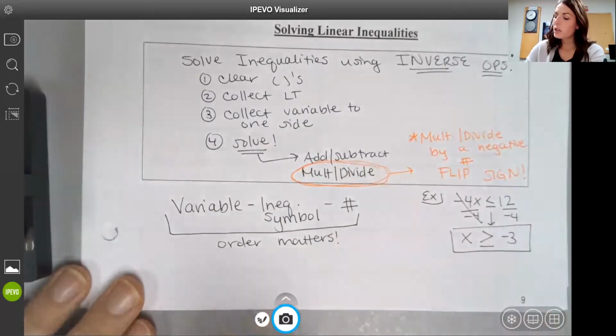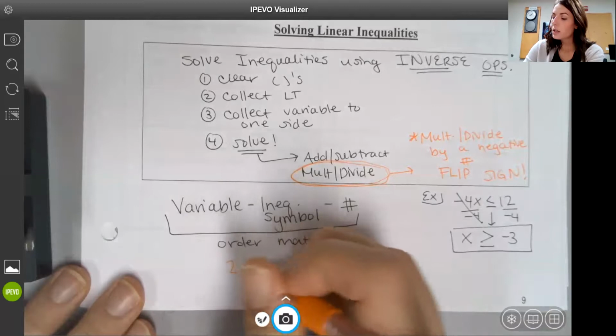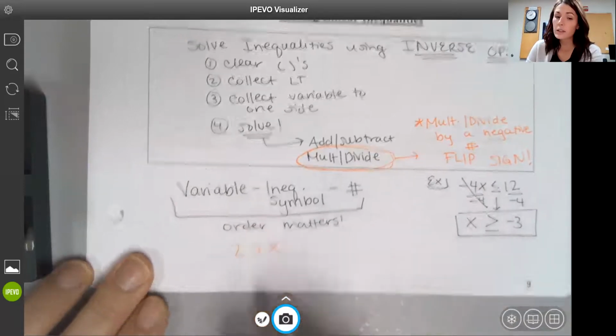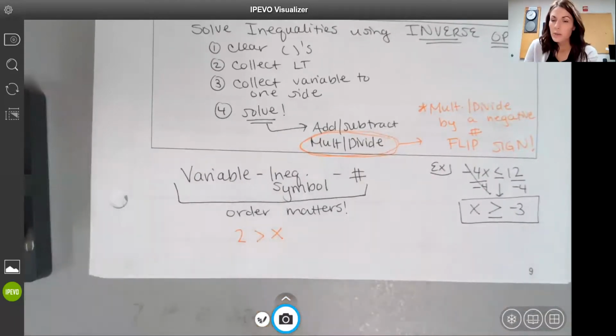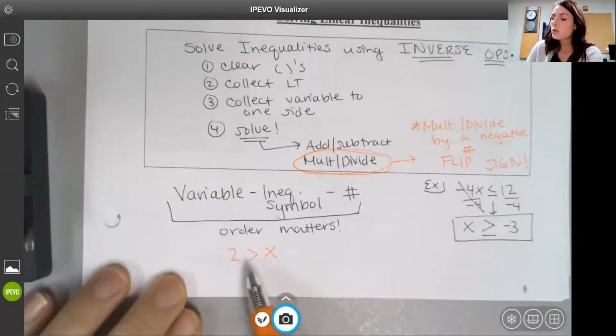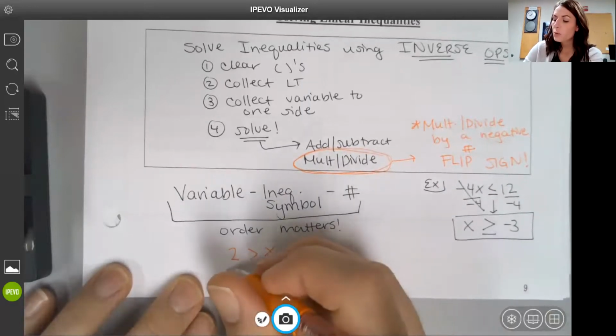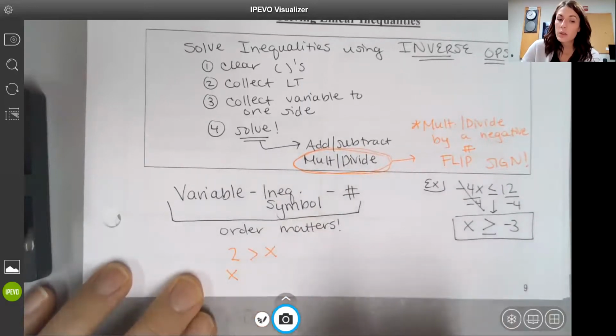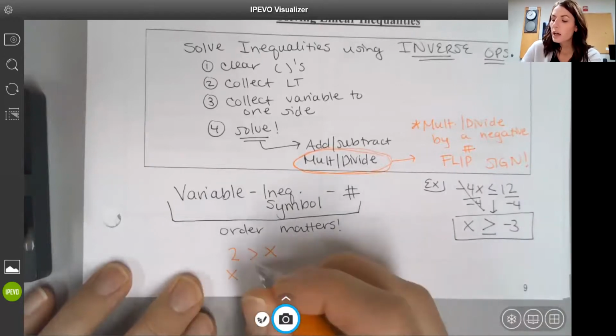So if I have something like 2 is greater than x, that doesn't really make sense when I'm solving, to say, well, 2 is greater than x. We want it to read the way we want our solution to read. So we want to flip this around and put x on the left-hand side like we do with our equations. And if I flip that, I need to also flip around my sign.